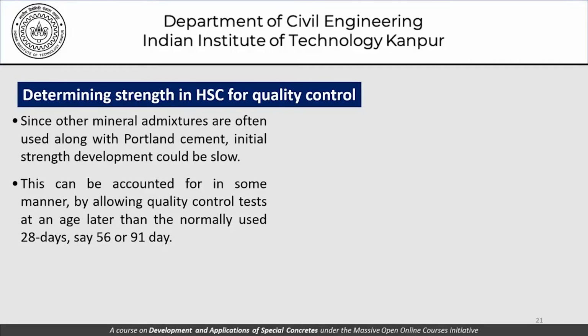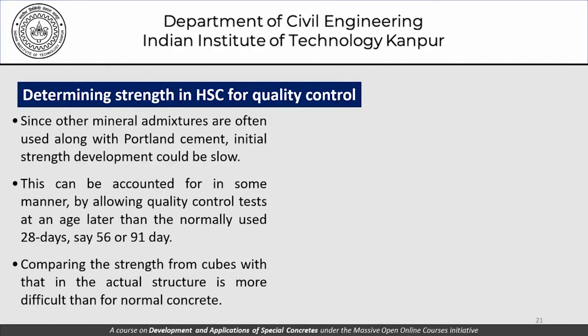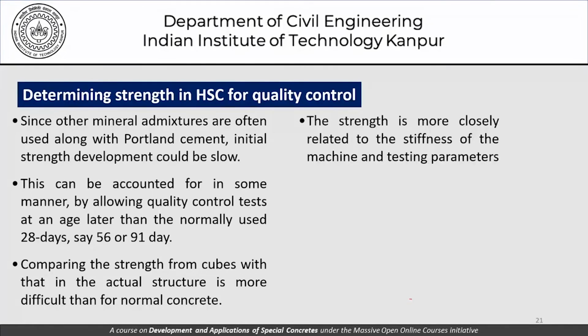This could be accounted for in some manner by allowing a quality control test at an age later than the normally used 28 days, to say 56 or 91 days, as we discussed a little earlier today. And comparing the strength from cubes with that of actual structures is more difficult than in the case of normal concretes. This also we have discussed before. The strength is more closely related to the stiffness of the machine and testing parameters.